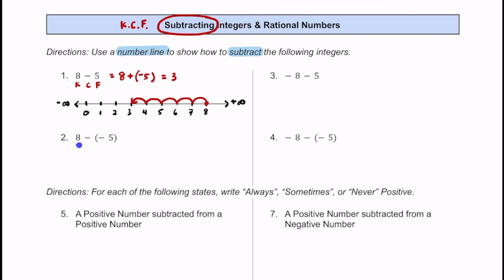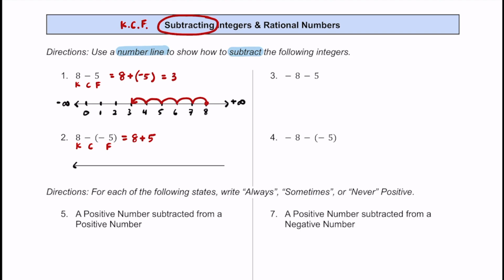For number 2, we have 8 take away negative 5. This one's a little bit more confusing, right? So I think KCF makes a little bit more sense to employ here. So we have K, C, and F. If we keep the first 8, that's going to stay the same. We change the subtraction to addition, and then we flip the negative 5 and write the opposite, positive 5. This is really the same thing as 8 plus 5. So 8 plus 5 is a pretty straightforward problem to do, I think.